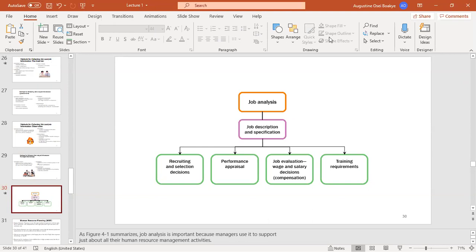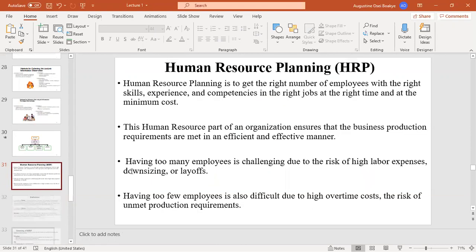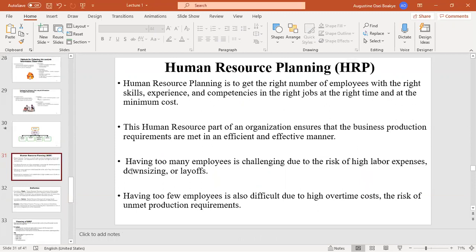Any question before we move on to the main task for today? Okay. So today, we are going to look at human resource planning. Human resource planning.